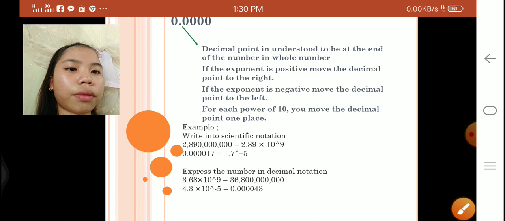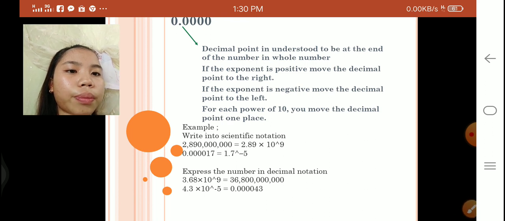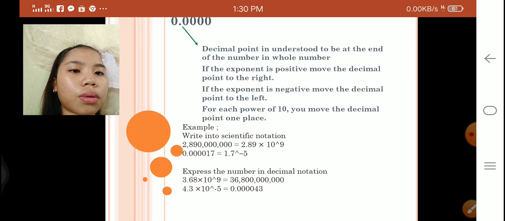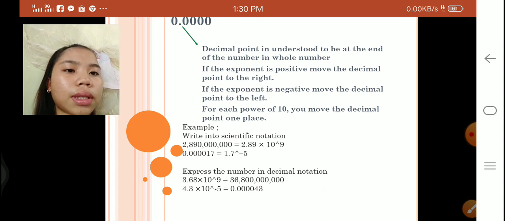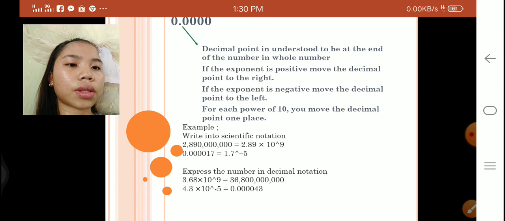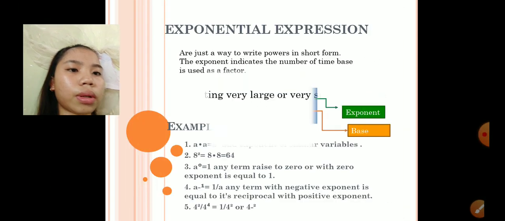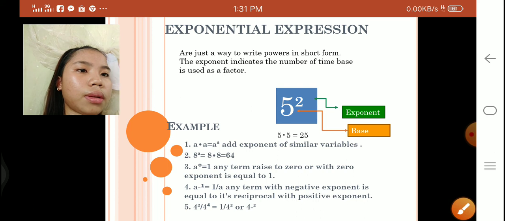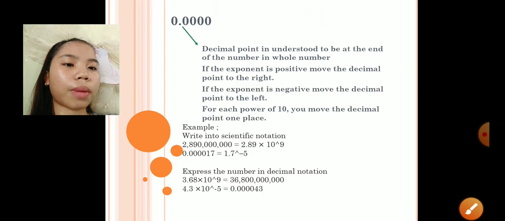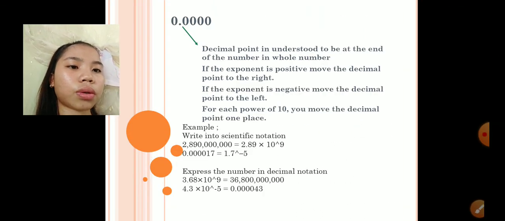And 4.3 times 10 raised to the power of negative 5. So the exponent is negative 5. If the exponent is negative 5, move the decimal point to the left. So move the decimal point 5 places.